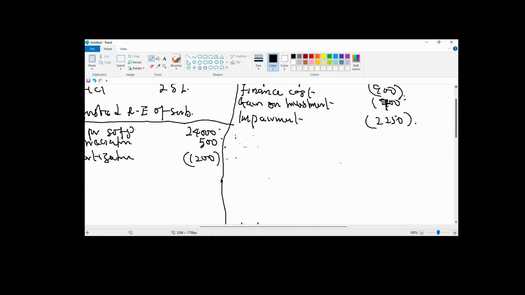PEP sells goods to MORE at cost plus 30%. Not PEP, typing error, MORE holds 1.8 million of these goods in inventory as at 30th June, which has yet to be supplied by PEP. Oh, there's unrealized profit.